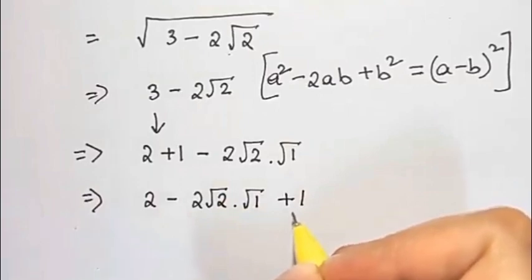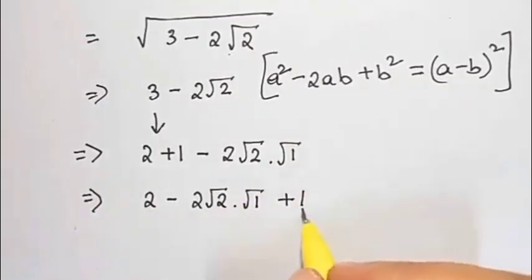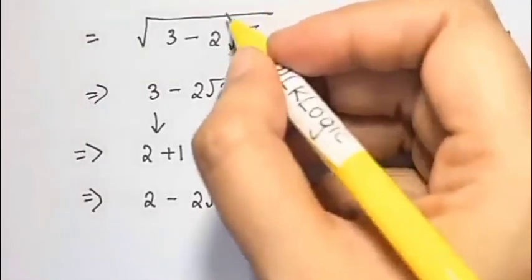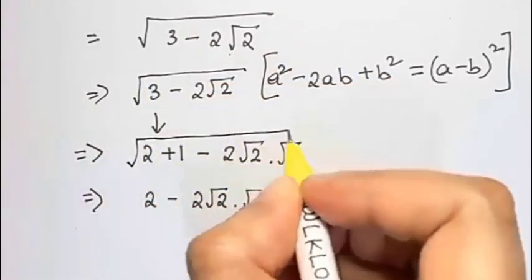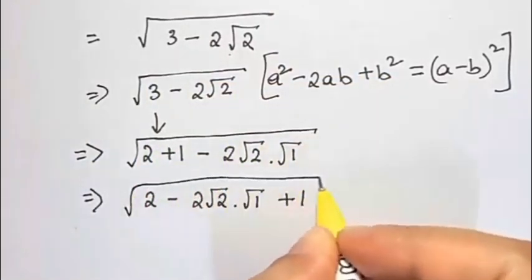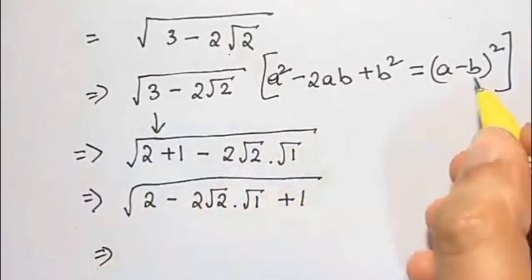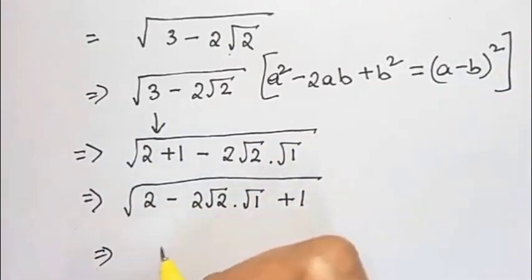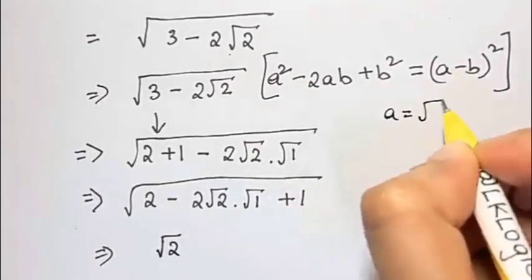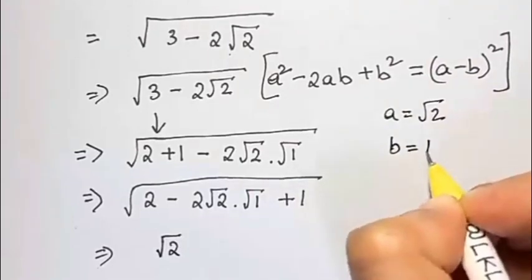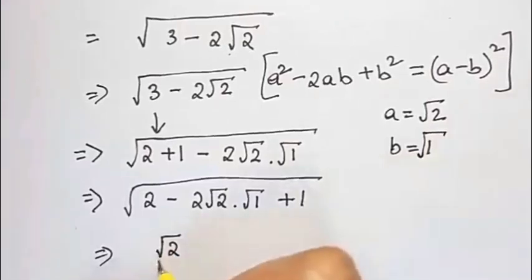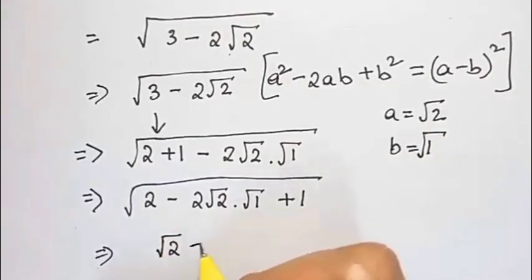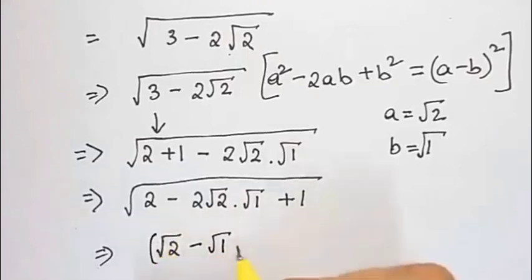And this can be written as, now all these things are under this root, so we have to put the root. All these things are under the root. So we'll have the root. Now this is equal to our formula a minus b the whole square. So that's equal to the square root of 2, because a is the square root of 2 and b is equal to 1, so we can write it as the square root of 1. So we have the square root of 2 minus the square root of 1 the whole squared.